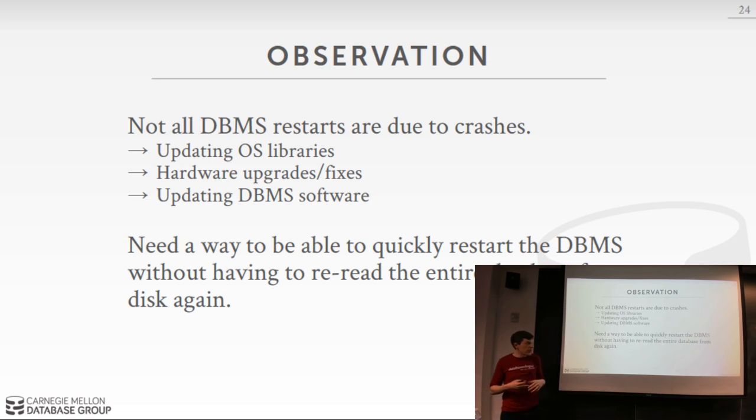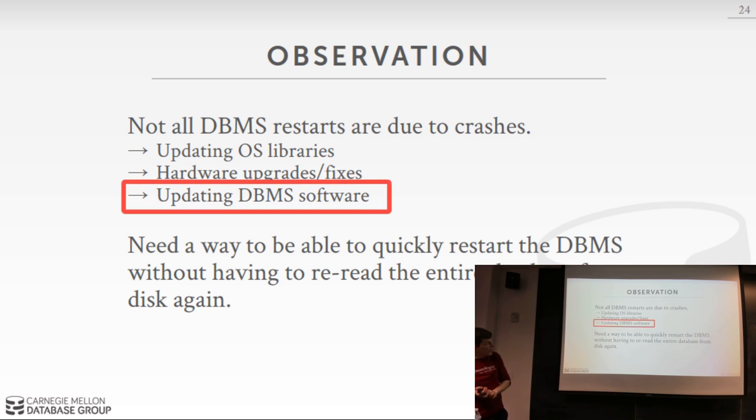Especially in production environments, you have to do things like update your operating system to put new security patches in. If you buy new hardware, like when you put more RAM in or upgrade your EC2 instance, you have to shut the system down and bring it back up. And it's also very common if you want to update the actual software itself, you have to stop it and restart it.